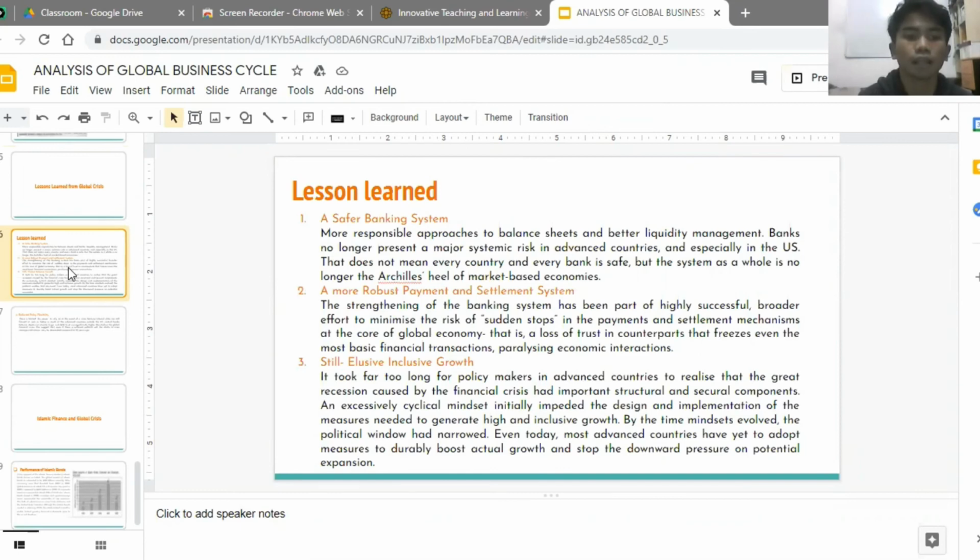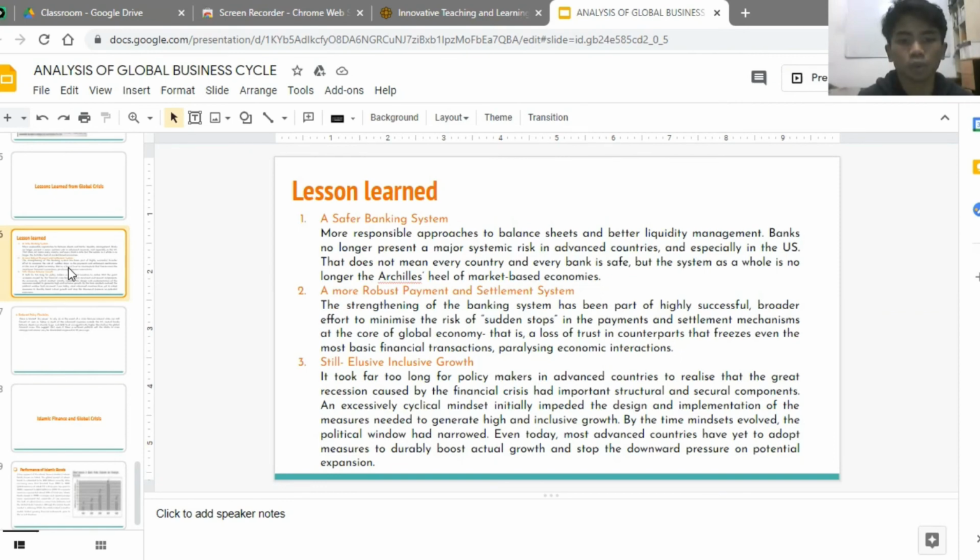The second lesson is a more robust payment and settlement system. The strengthening of the banking system has been part of a highly successful broader effort to minimize the risk of sudden stops in the payment and settlement mechanism at the core of the global economy. That is, a loss of trust in counterparties that freezes even the most basic financial system and paralyzes economic interactions. The third one is still elusive inclusive growth.